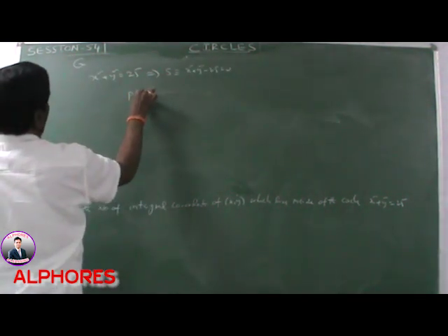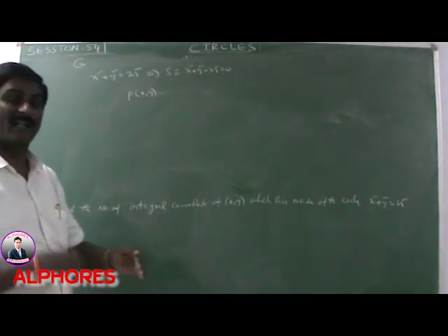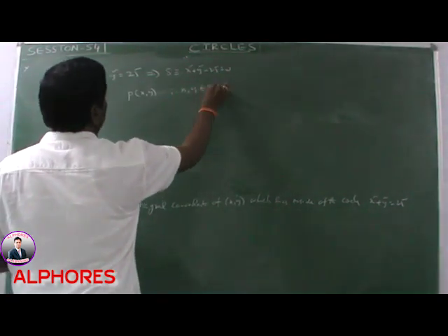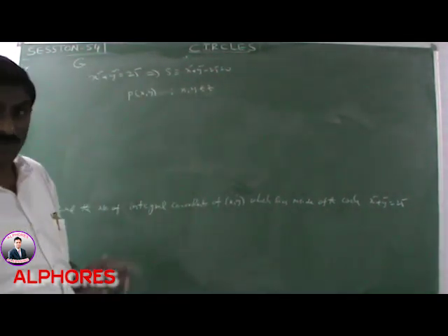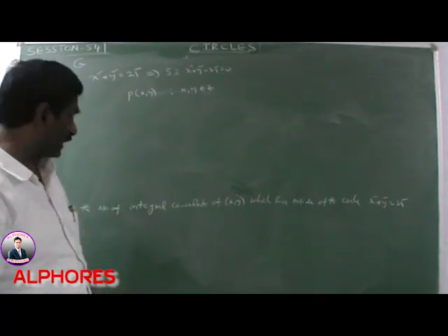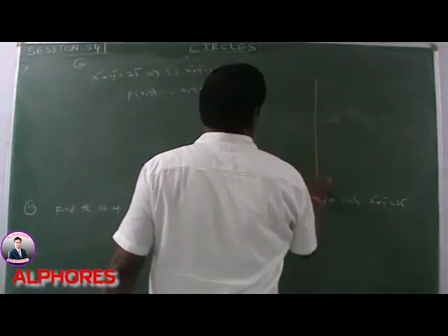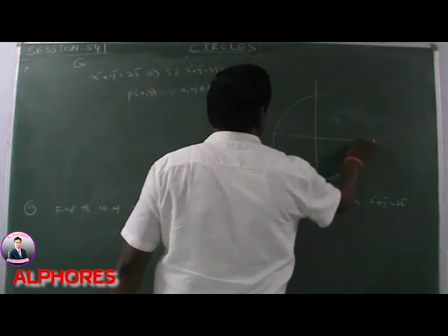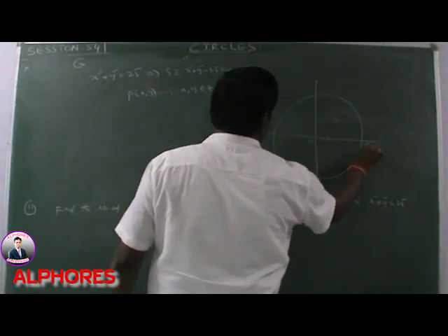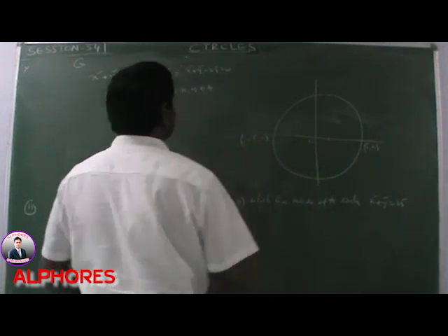We find the number of points (x, y) which are integral coordinates. What are integral coordinates? Integral coordinates are nothing but both x, y belong to Z, the integers: 0, 1, 2, 3, and so on, minus 1, minus 2, minus 3, and so on. Find the number of integral coordinates that lie inside the circle. Here the circle is x square plus y square is equal to 25. Suppose it passes through (0, 5), (5, 0), (minus 5, 0). The radius is 5 units.